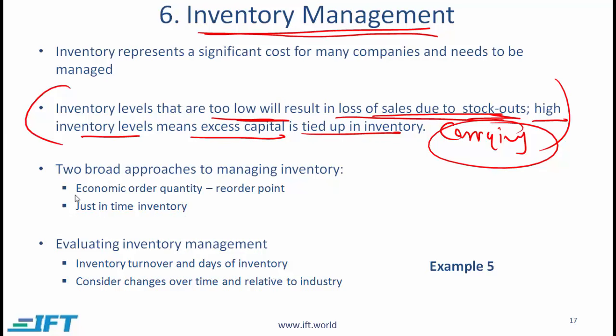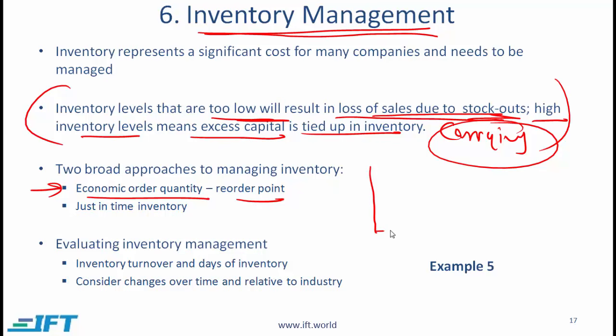One is called the economic order quantity / reorder point, EOQ. The other is just-in-time inventory. This is the traditional method. Let's simplistically understand how this works. Economic order quantity refers to the optimal or economic amount of inventory to order at any given point in time. Reorder point refers to the point where you order inventory.